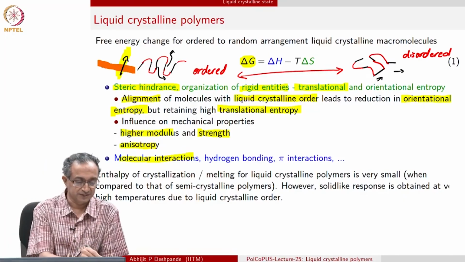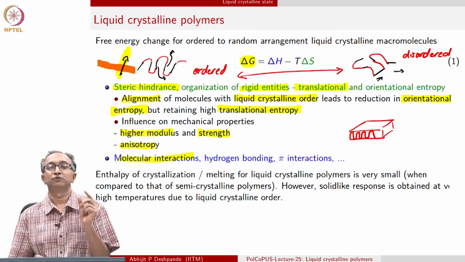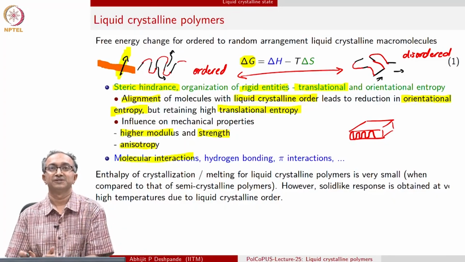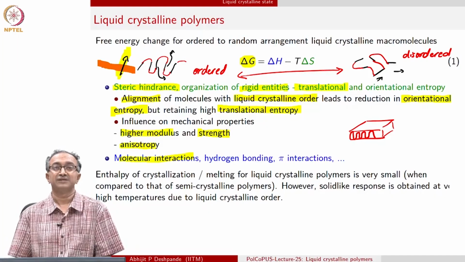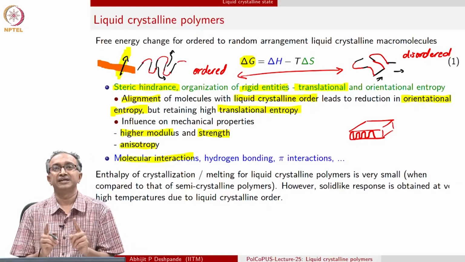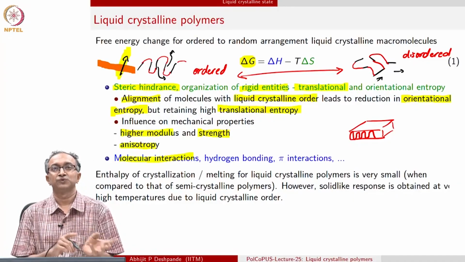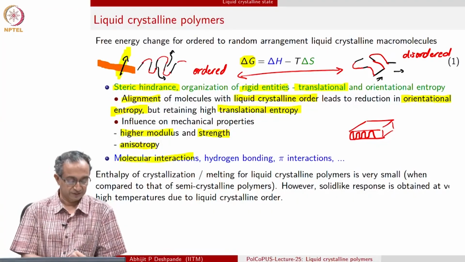While in the case of a crystal, what we saw is there will be a folded chain crystal, and of course only vibrations around mean positions are permitted. So, this is a perfectly solid-like material, while what we have in liquid crystalline cases is still liquid crystalline order present. And so, the overall energy change when we go from random to liquid crystalline order is much less compared to a melt to crystal transition.